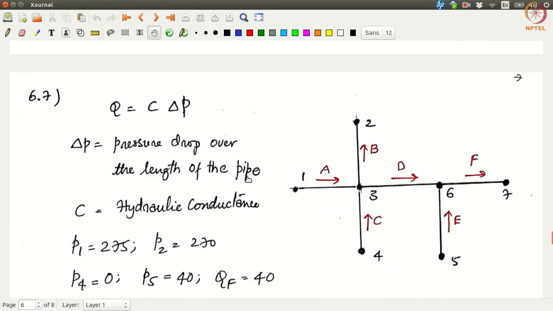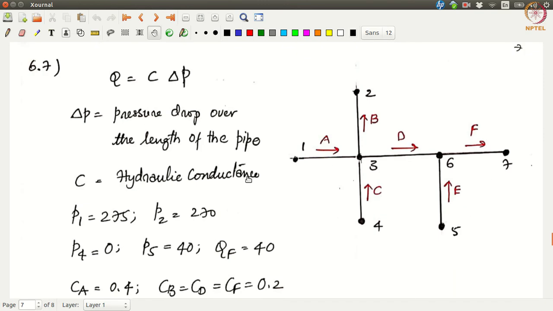The third problem was flow through a residential pipe network, right? So essentially Q is given as C times delta P, where C is the hydraulic conductance and delta P is the pressure drop over the length of the pipe. What we were given is this pipe network with the pressure stored at 1, 2, 3, 4 all the way to 7, and the flow rate stored at A, B all the way to F.